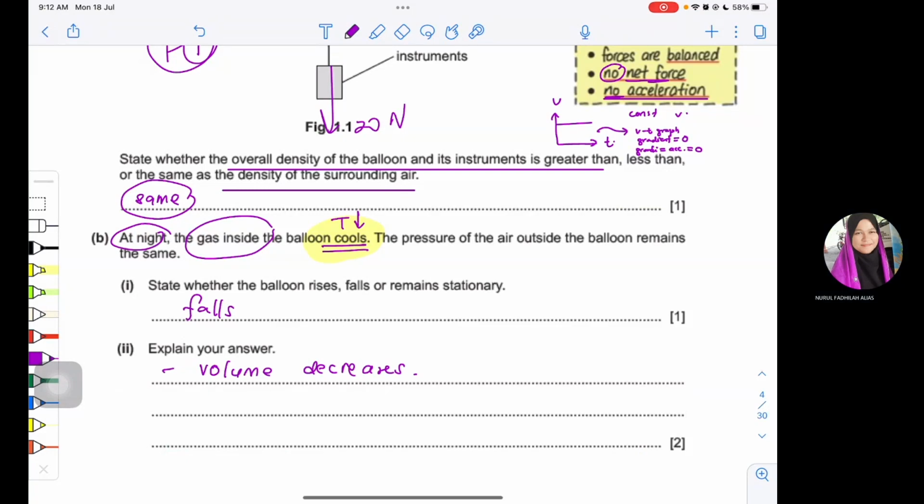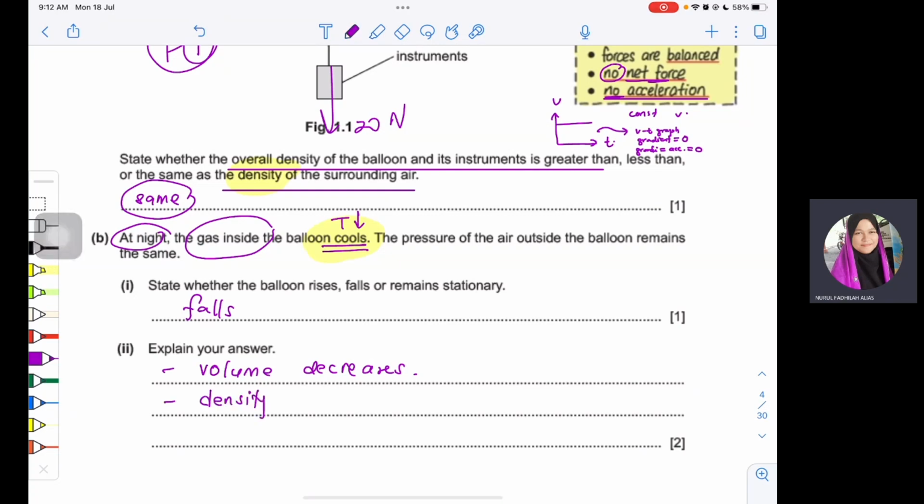decreases. Okay, what formula related to volume and density? Because just now, hint question talk about density. What formula related to density and volume? Okay, very good. So you see right here, density equals to mass over volume. Okay.